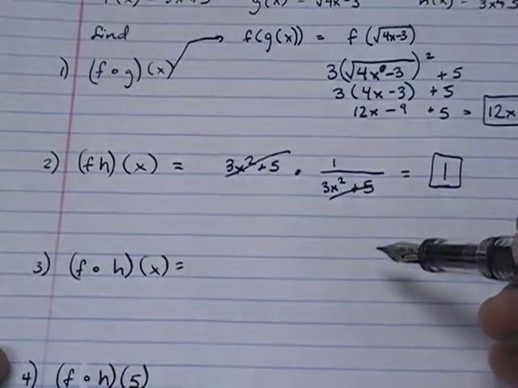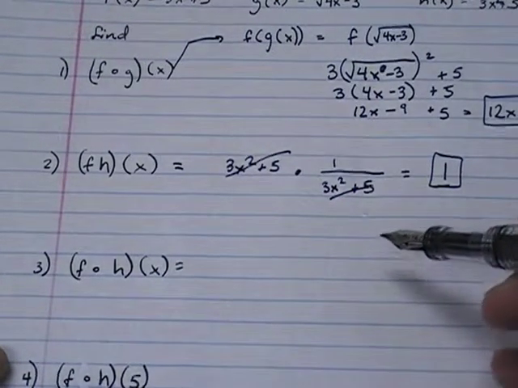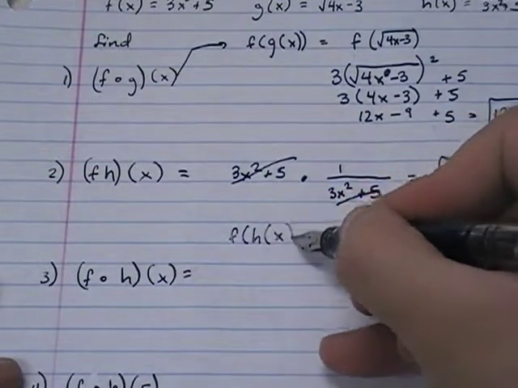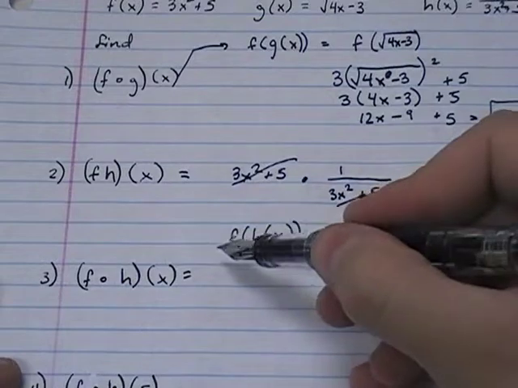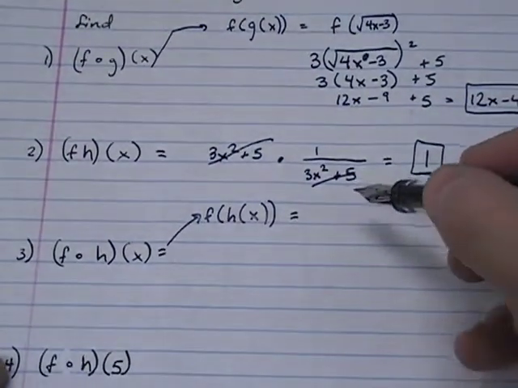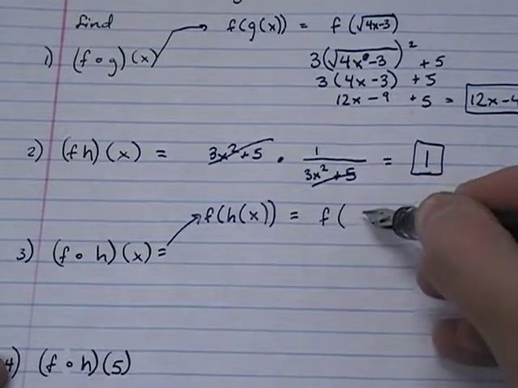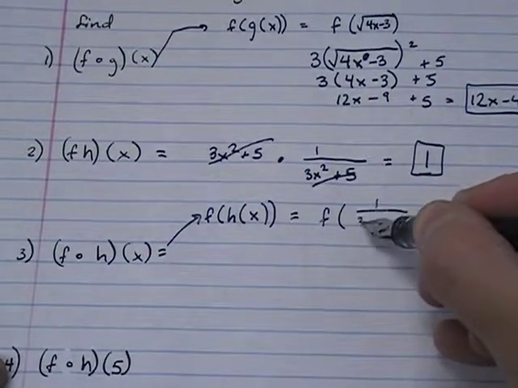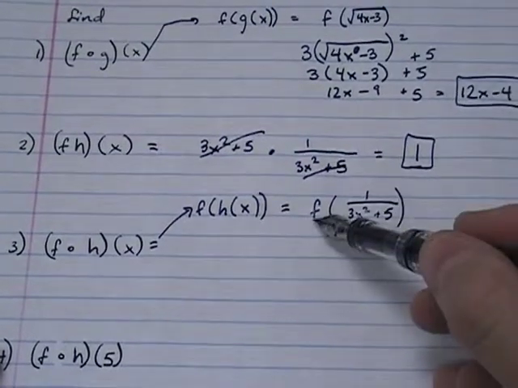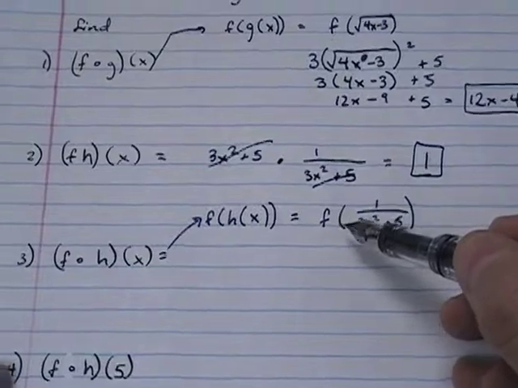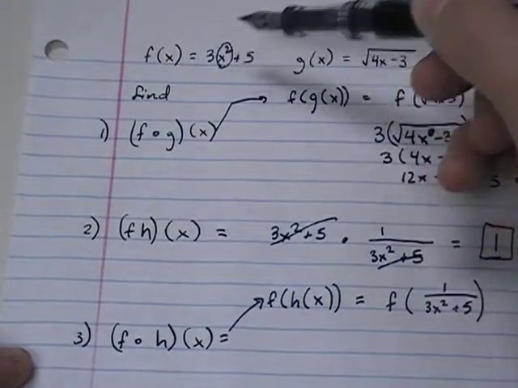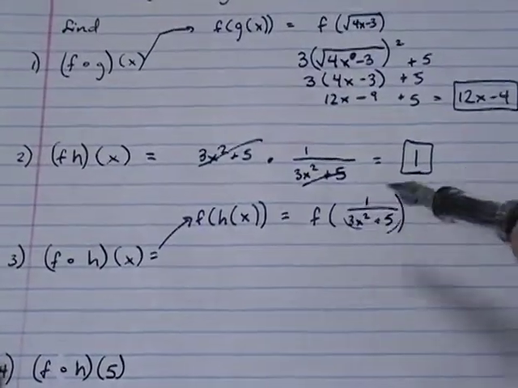The next one is f of h of x. So what we do here is we say this is the same as f of h of x. Okay, so we're just going to bring this up here, give me a little more room, which gives me, this is the same as f of 1 over 3x squared plus 5. So we take the function f, and I'll remind you the function f is here, 3x squared plus 5. And everywhere we have x, we're going to put this.